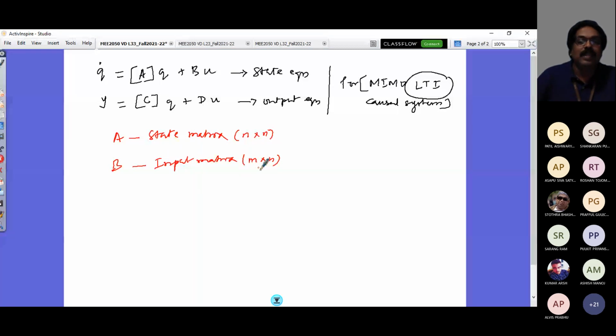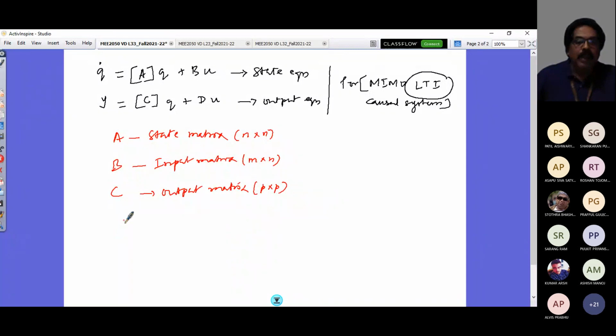And C is going to be the output matrix, and that is of the order P by n. So there are P outputs. We say it is a second order system, but the output is only one. So P can be less than n, with multiple outputs. So n is the order, and P would be less than or equal to n.